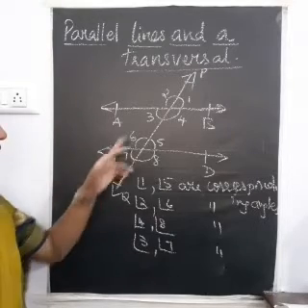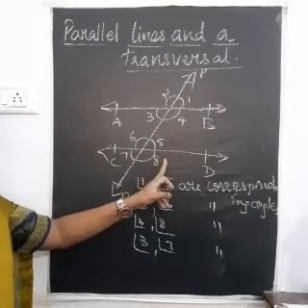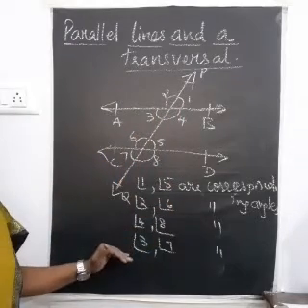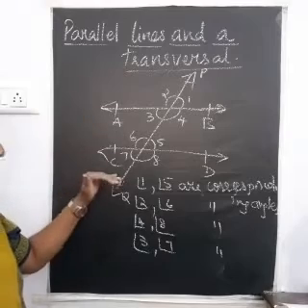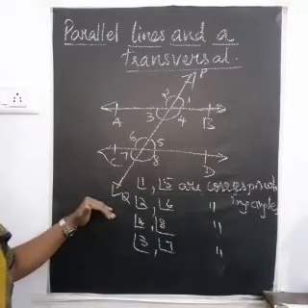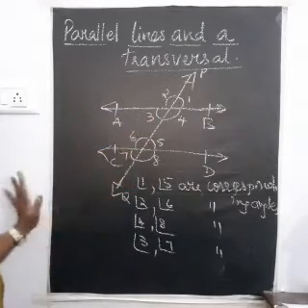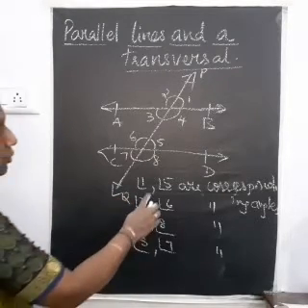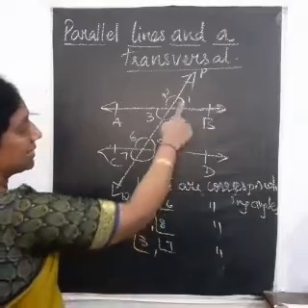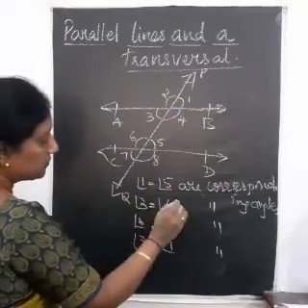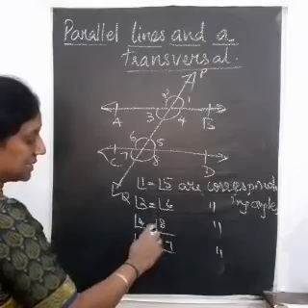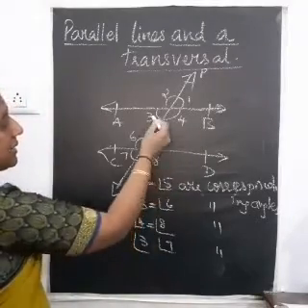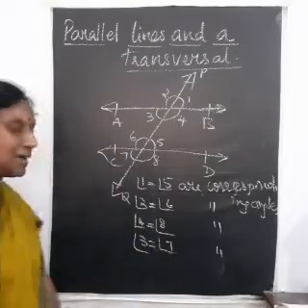Now, when we have a pair of parallel lines, then the corresponding angles are always equal. Even if we have a few more parallel lines, the corresponding angles will always be equal. So that means what can I say? Angle 1 is equal to angle 5. Angle 2 is equal to angle 6. Angle 4 is equal to angle 8. And angle 3 equal to angle 7.